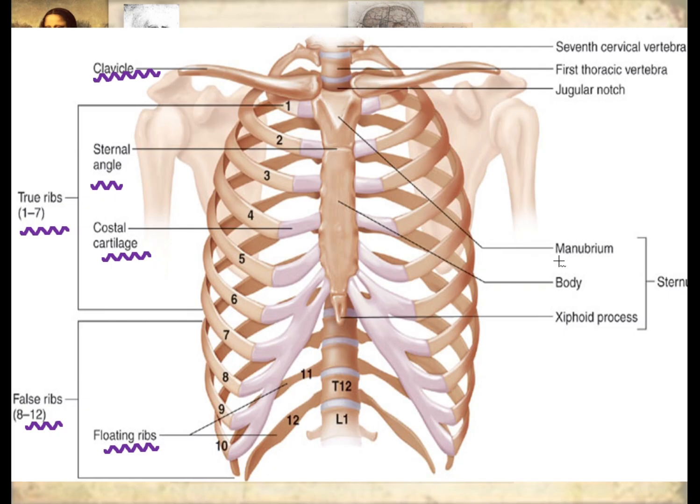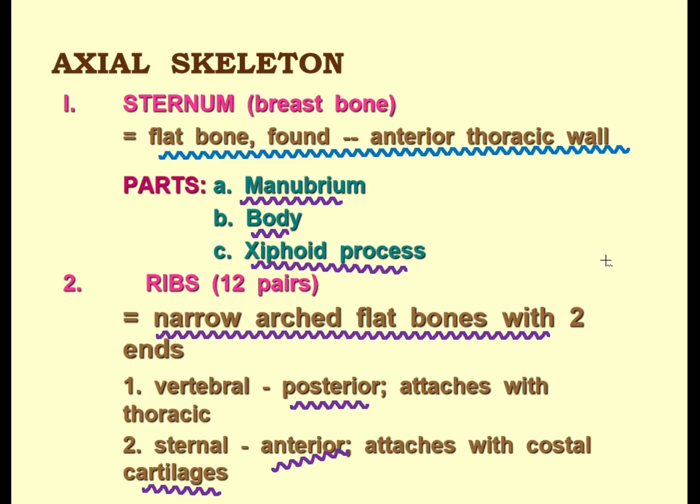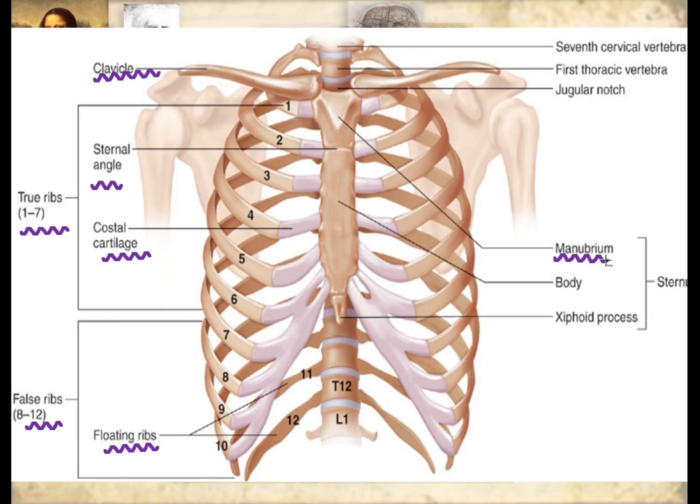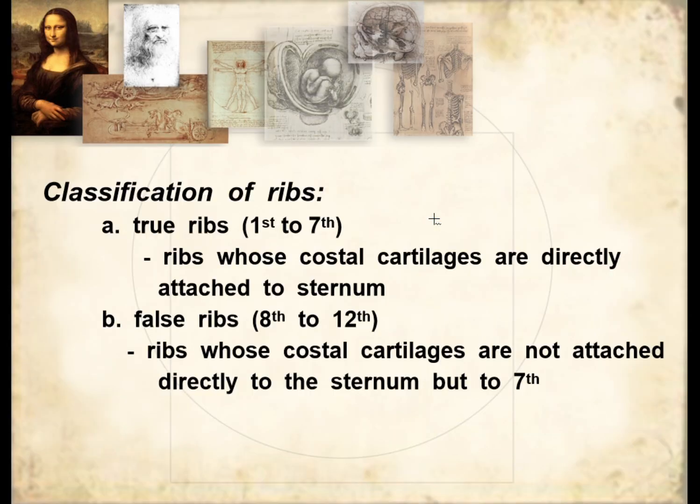And this is the manubrium, and we can see here the sternum is divided into 3 parts. Okay, so manubrium, body and xiphoid process. Okay, these are the parts of the sternum. Clear? Next is the classification of ribs.